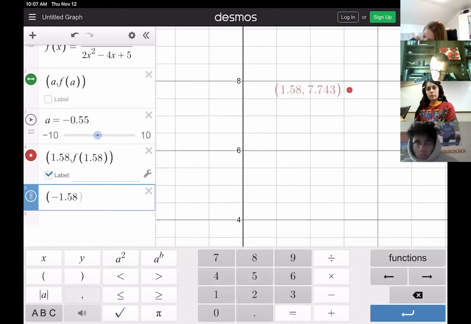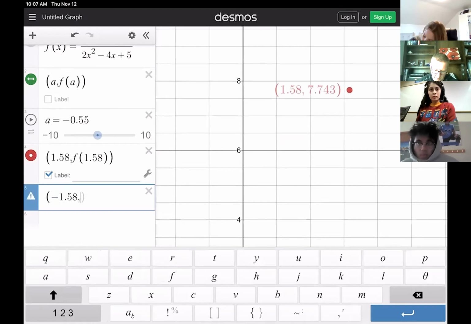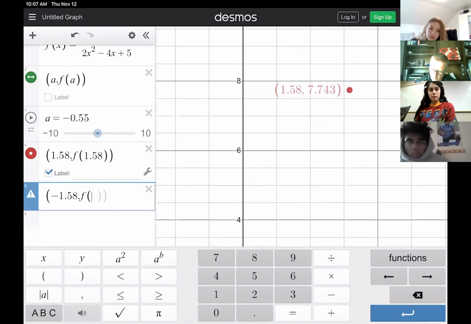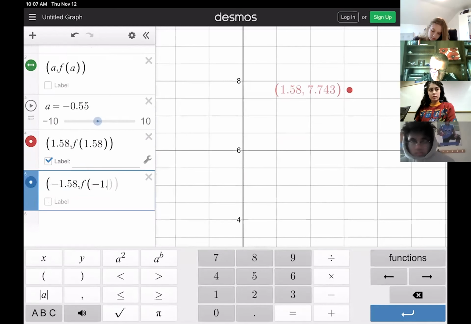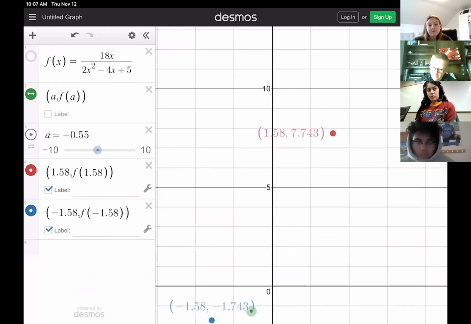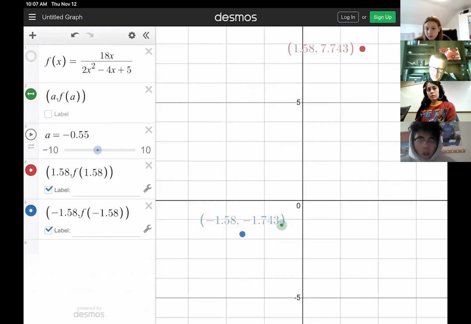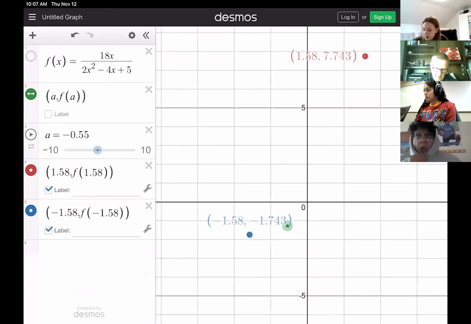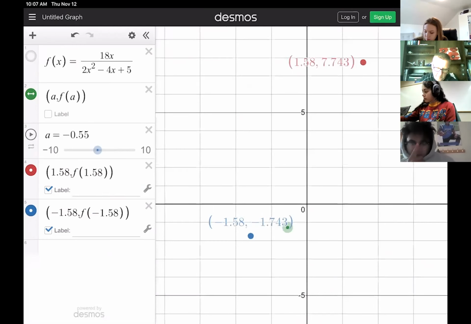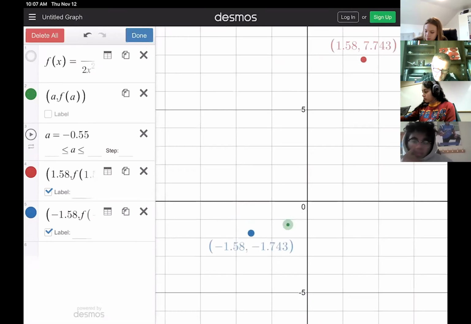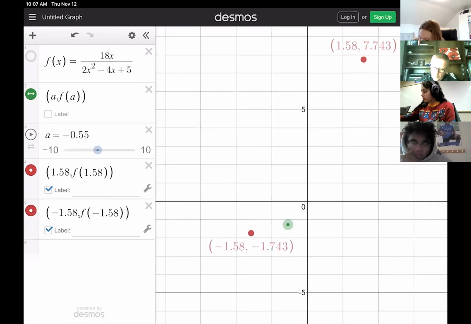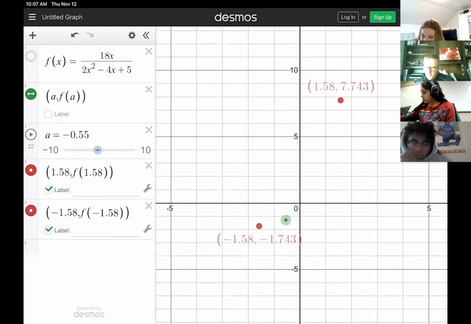So let's also get, while we are at it, the other point. So now I have apparently a minimum and a maximum. And I think I'll make them both red because we're going to go back and hunt for some inflection points too.